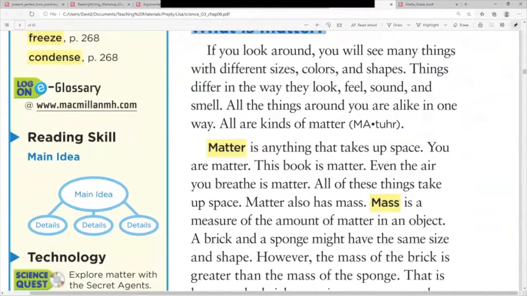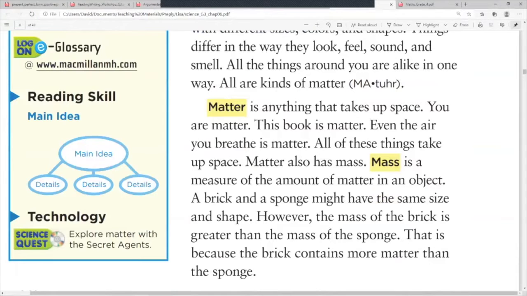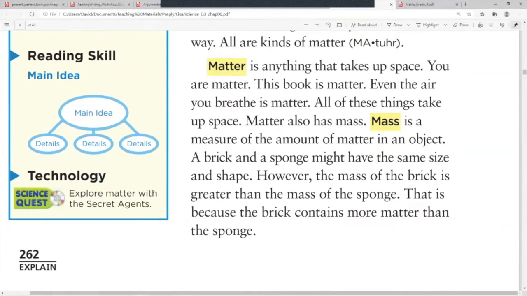If you look around, you will see many things with different sizes, color, and shape. Things differ in the way they look, feel, sound, and smell. All the things around you are alike in one way. They are kinds of matter. All are kinds of matter. Good. Now finish the last paragraph, please.